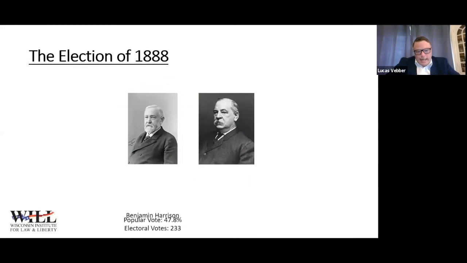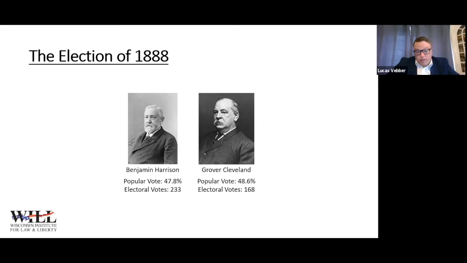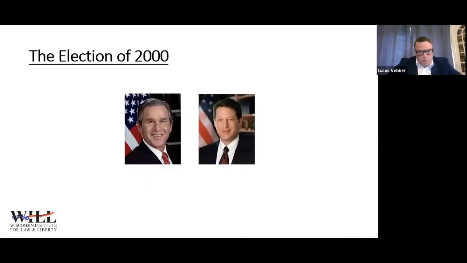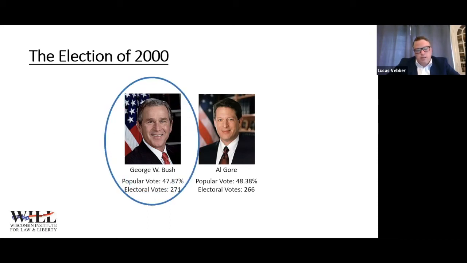In 1888, here again, Benjamin Harrison received 47.8%. Grover Cleveland got more popular votes, but Benjamin Harrison had the electoral majority at 233. Of course, everybody here probably remembers the election of 2000, where George Bush and Al Gore were up against each other. Al Gore received more popular votes, but George Bush had more electoral votes and was ultimately elected president.